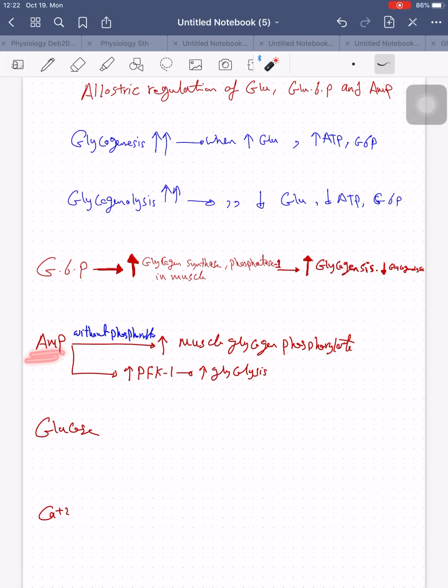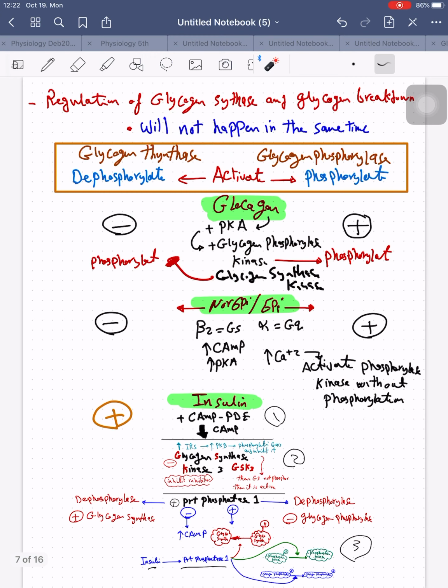AMP, adenosine monophosphate. If you have more AMP, it means that you have less energy. So AMP itself, without phosphorylation, can activate the muscle glycogen phosphorylase. It means AMP can activate this one without phosphorylation, because I told you glycogen phosphorylase is active when it is phosphorylated, but I can activate it without phosphorylation. Who can do this one? AMP and the calcium. We study calcium here. So the calcium and the AMP can activate this one without phosphorylation.